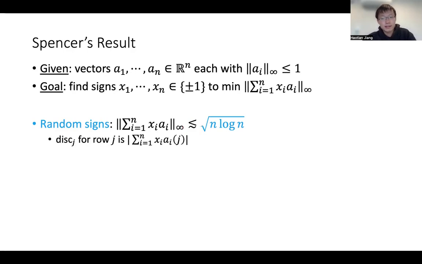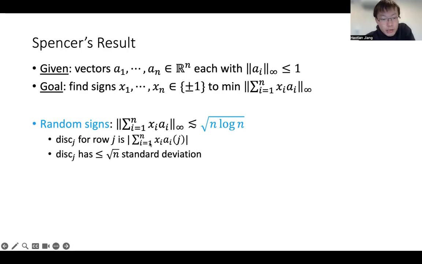Okay, so why is that? If you denote the discrepancy of row J, this is the absolute value of the sum of Xi times the jth coordinate of Ai. We call this the discrepancy of J. Because we pick xi to be random plus or minus ones, and the absolute value of aij is at most one, the discrepancy of j has at most square root of n standard deviation. It also has a Gaussian tail by the Chernoff method, so the probability that the discrepancy of j exceeds t times root n is at most e to the negative t squared.